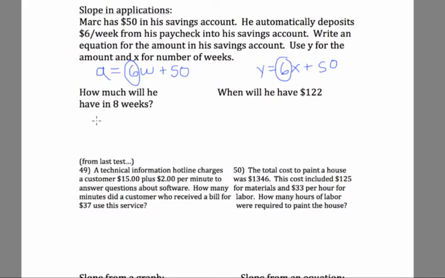You're used to doing problems like this. How much will he have in 8 weeks? Well, the 8 is the week. So you'll sub in 8 for the weeks. 6 times 8 is 48, plus 50 is 98. And get an amount of 98.